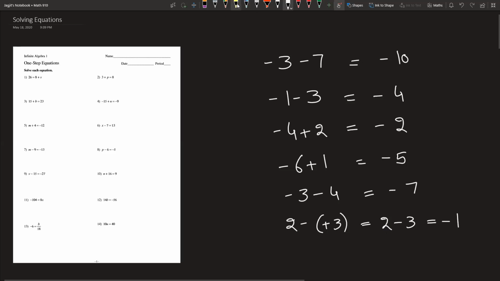Okay, couple other things I want you to remember. It's this. Plus plus is equal to plus. Minus minus is equal to plus. Plus minus is equal to minus. And minus plus is equal to minus. Look, same sign, you add. Different sign, subtract. Okay, just keep that in mind.